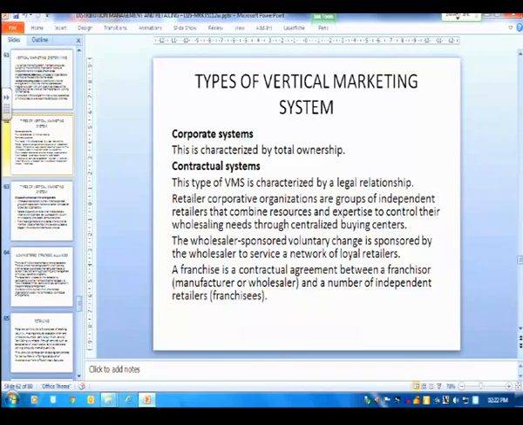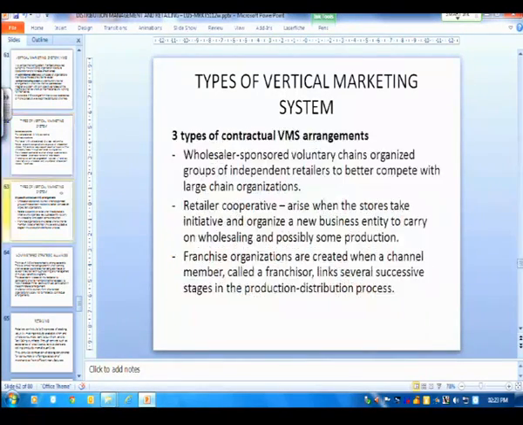Retailer cooperative organizations are groups of independent retailers that combine resources and expertise to control their wholesaling needs through centralized buying centers. The wholesaler-sponsored voluntary chain is sponsored by the wholesaler to service a network of loyal retailers, whereas a franchise is a contractual agreement between a franchisor, manufacturer or wholesaler and a number of independent retailers who are the franchisees.